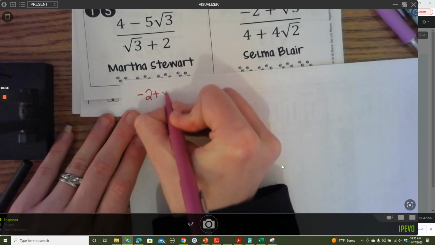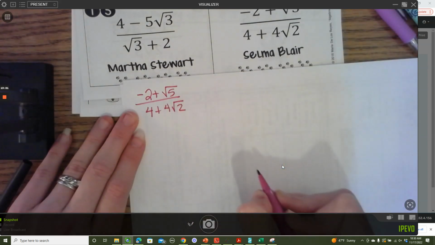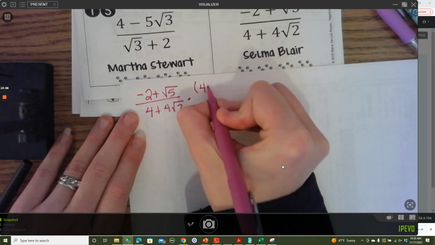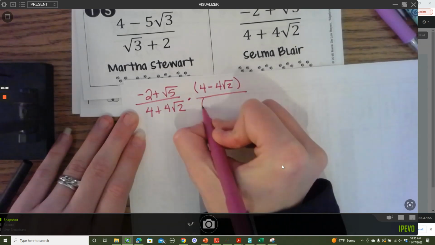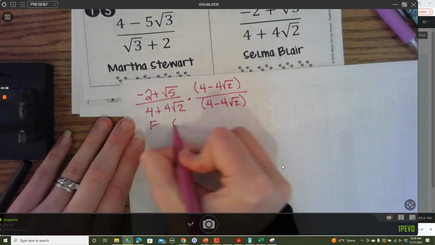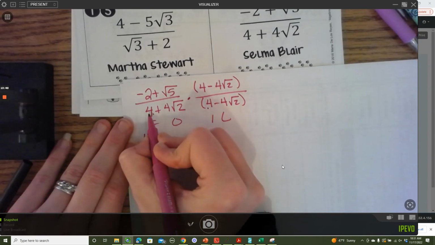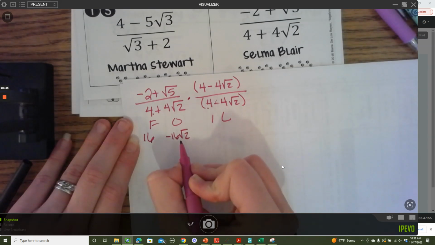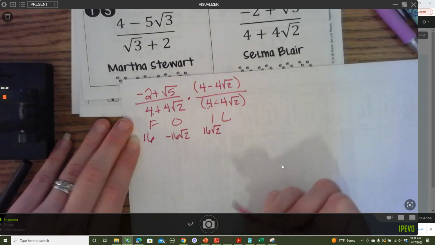Negative 2 plus the square root of 5 over 4 plus 4 times the square root of 2. Multiply by the conjugate. All right, FOIL. 4 times 4, 16. 4 times a negative 4 is a negative 16. Tack on the square root. 4 times 4 is a positive 16. Tack on the square root.